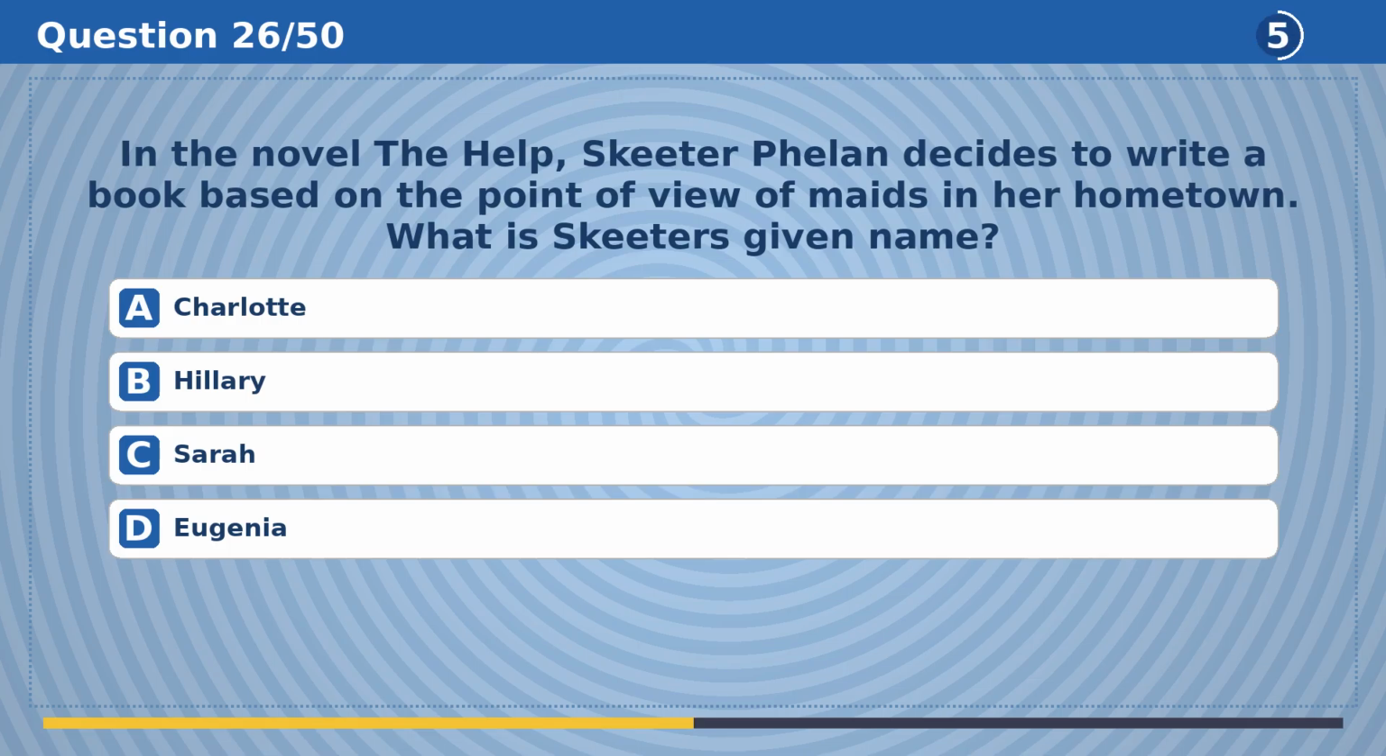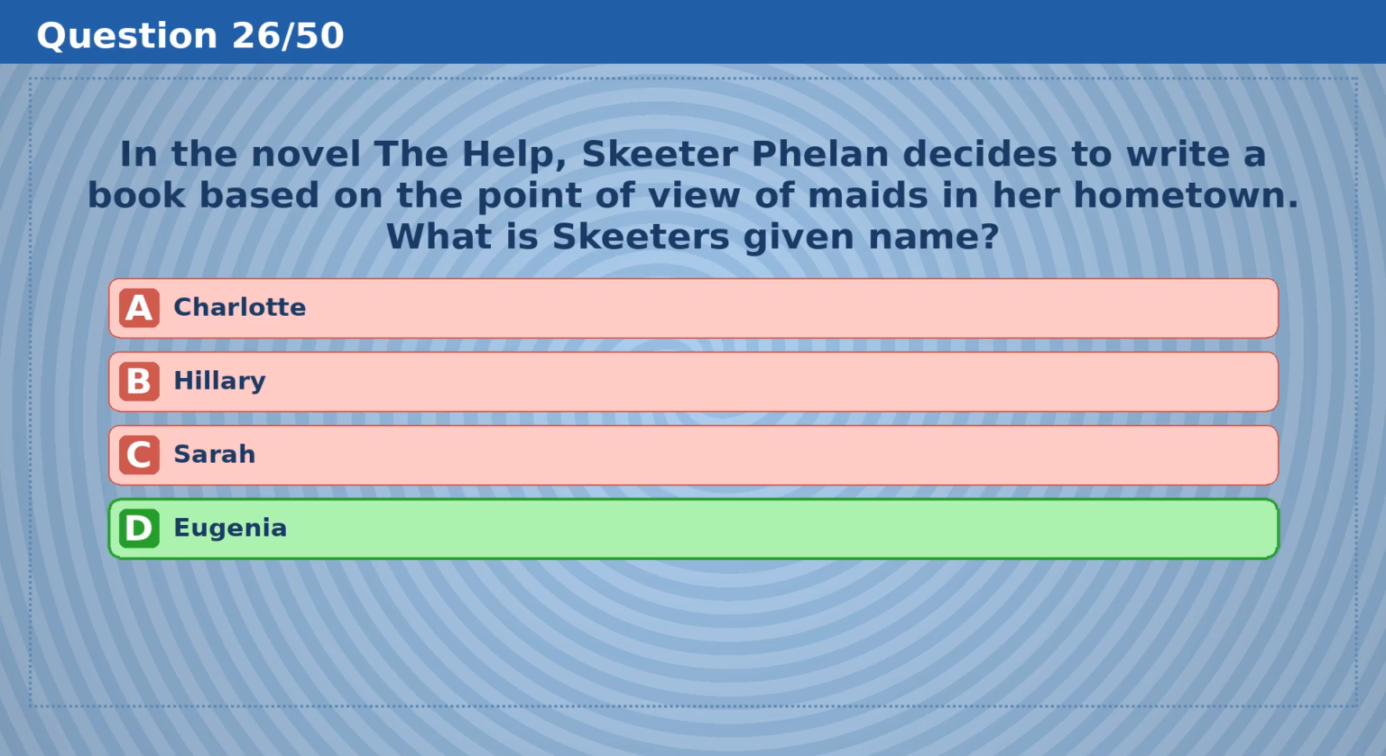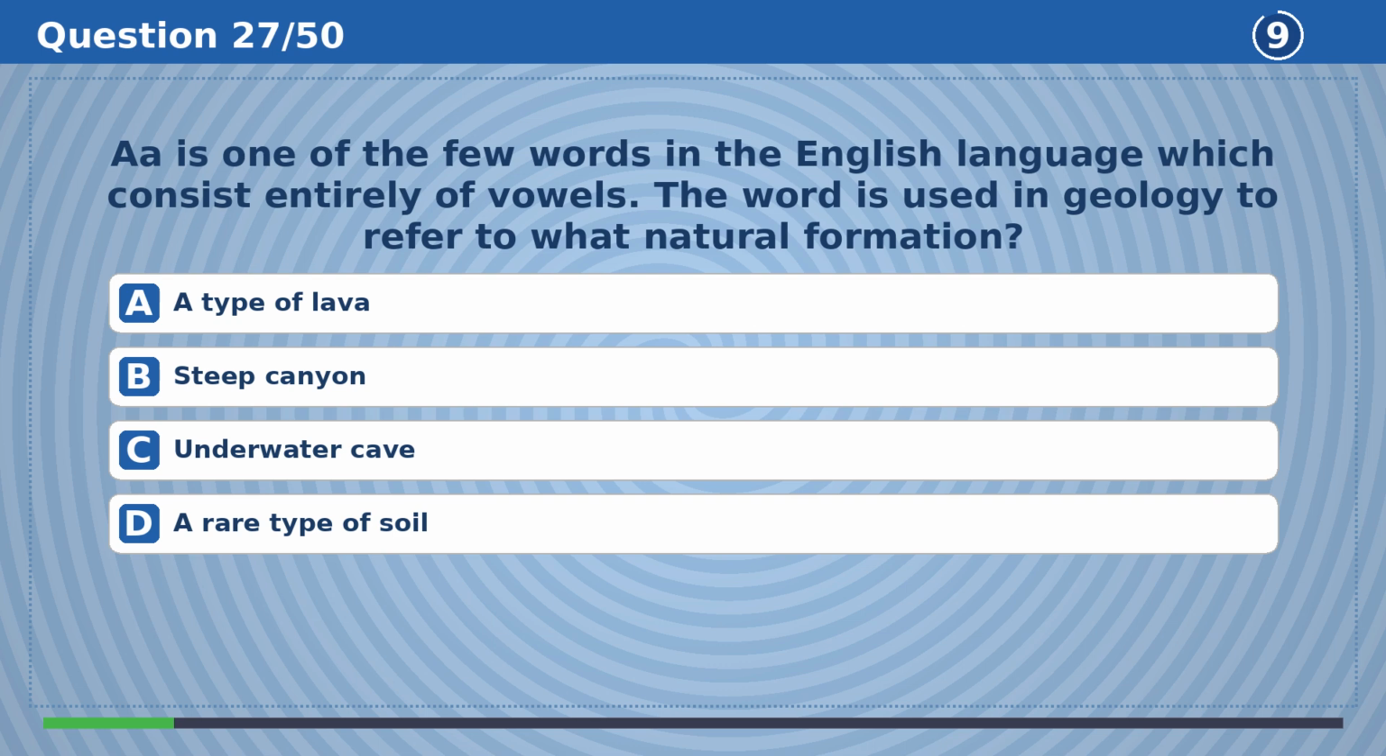In the novel The Help, Skeeter decides to write a book based on the point of view of maids in her hometown. What is Skeeter's given name? The answer is D. Eugenia.